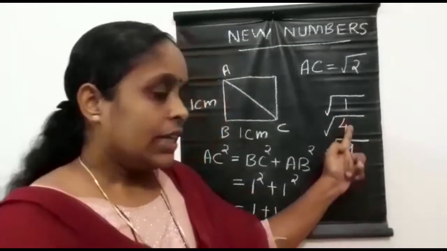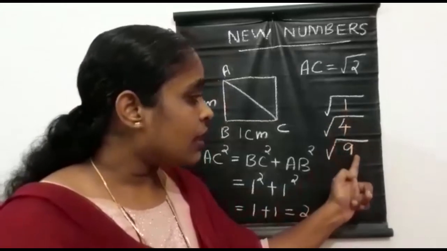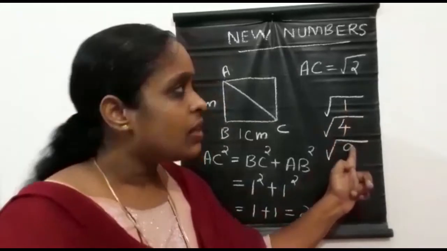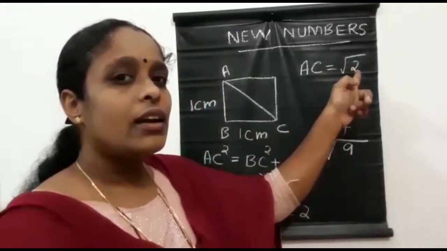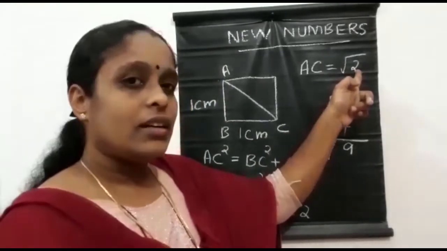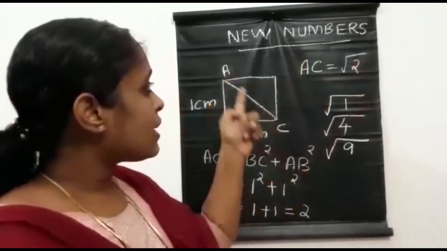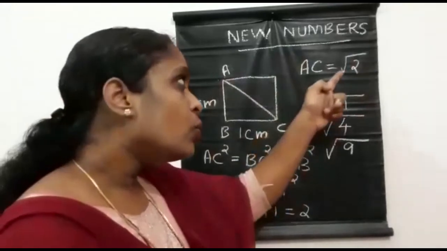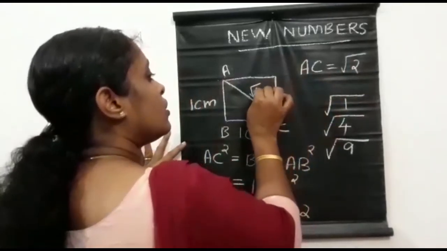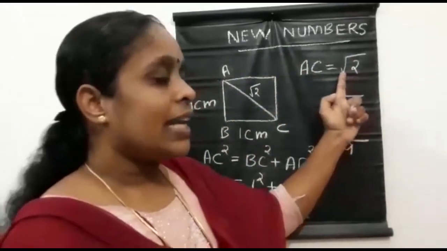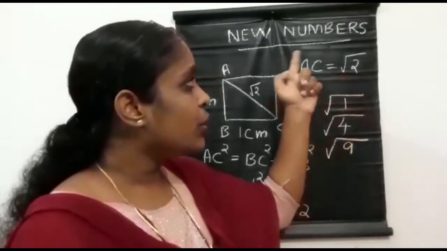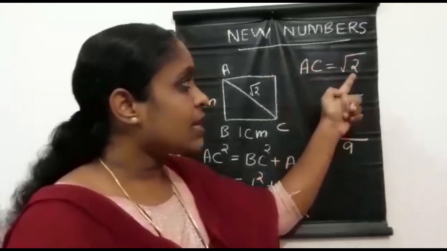Here all these numbers are perfect squares. But here 2 is not a perfect square. And the length of this AC is root 2. So we write here root 2. So in this chapter, we are going to discuss about this type of numbers.